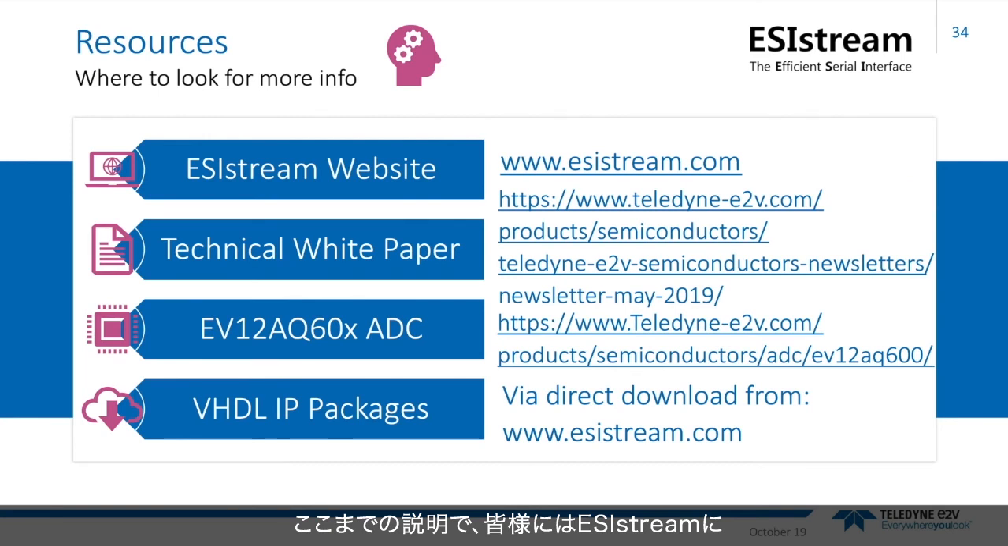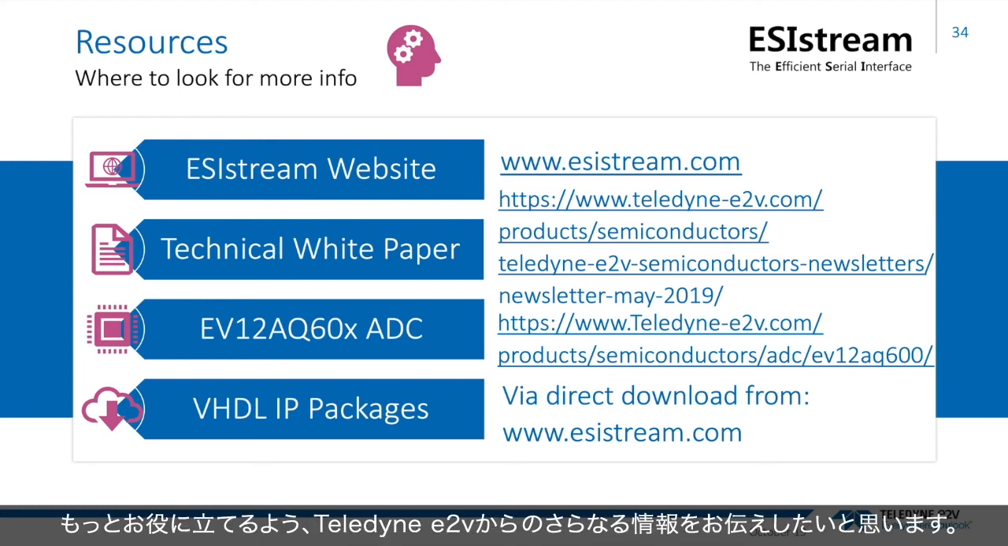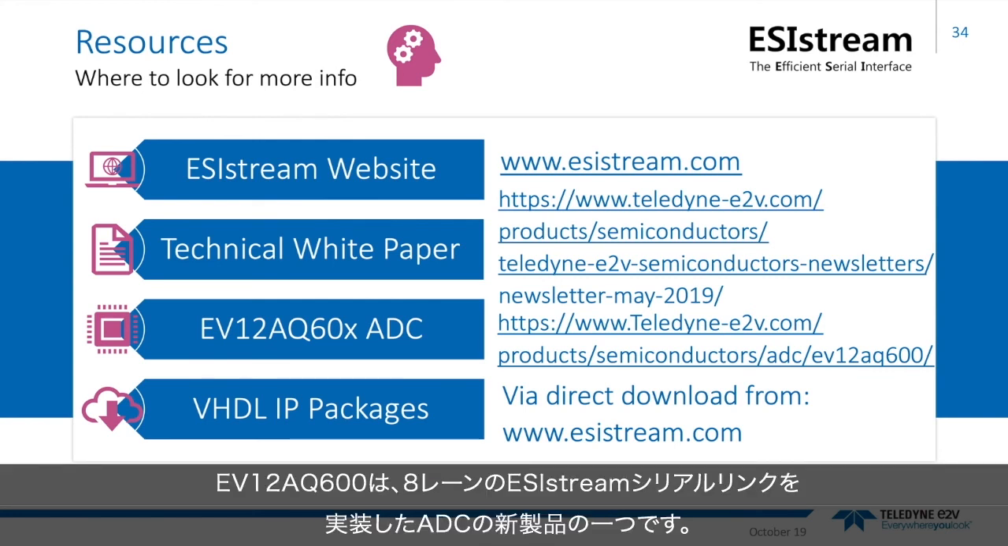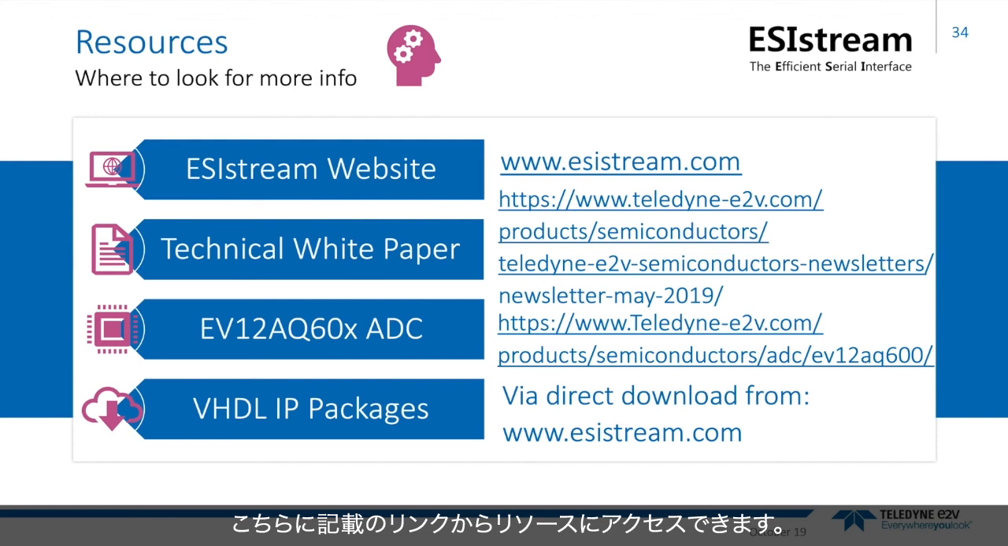Hopefully by now I've raised your level of interest in ESIstream, and I think you'll find it helpful to have pointers to additional information available from Teledyne e2v. In particular, I want to make you aware of the ESIstream website, which provides high-level details of the protocol together with specification documents, and will ultimately be the central resource from where to download the IP packages. Next in the list is a technical white paper which was published back in March 2019 in a Teledyne newsletter. The EV12AQ600 is one of a new crop of ADCs that implements an 8-lane ESIstream serial link. A link is embedded on the file to each one of these resources, so you should have no problem finding them. And finally, in the very near future, we will be releasing the IP packages for download.